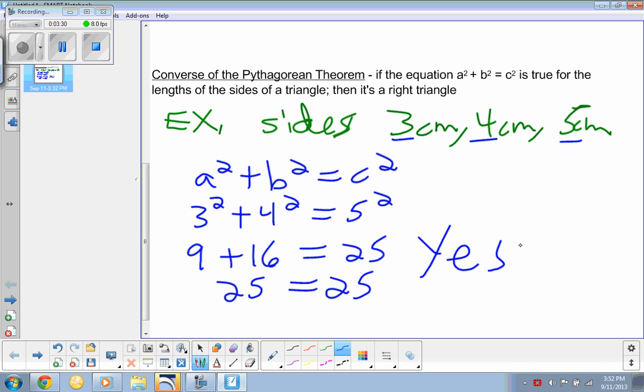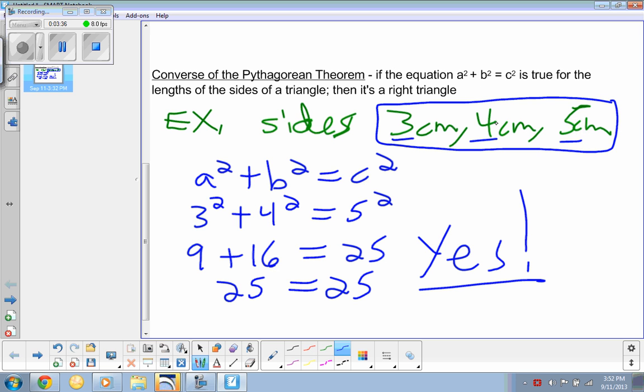Yes, it worked. So a triangle with these three sides would have to be a right triangle because this theorem works. We just proved the theorem again, just like we've been doing the last couple days with our labs. So bring that knowledge with you, and we will discuss it even further.